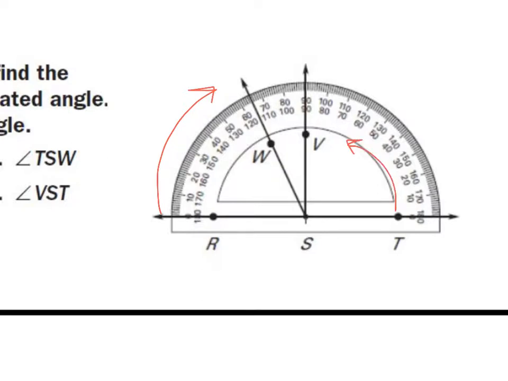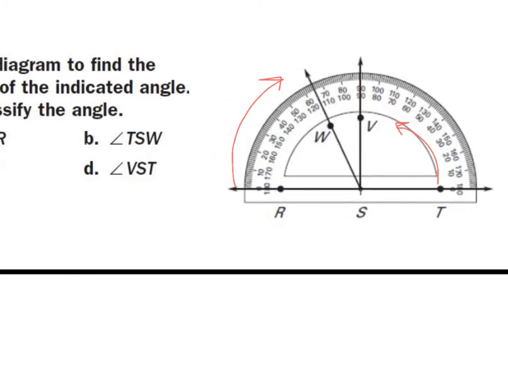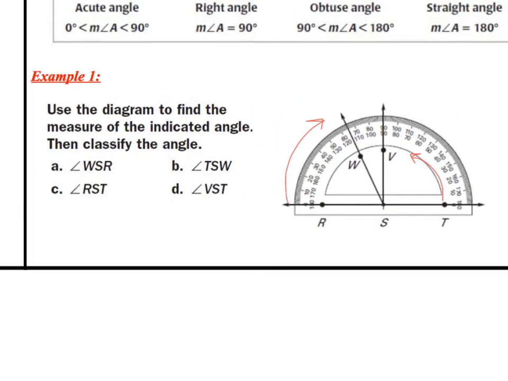Okay? Let's find the measures of these angles. Measure of angle WSR. So that would be the one on the farthest to the left. WSR is right here. What is the measure of that angle? Someone raise your hand and tell me. We're measuring from the left, so from R, we're going to measure WSR. So that would be... 65.